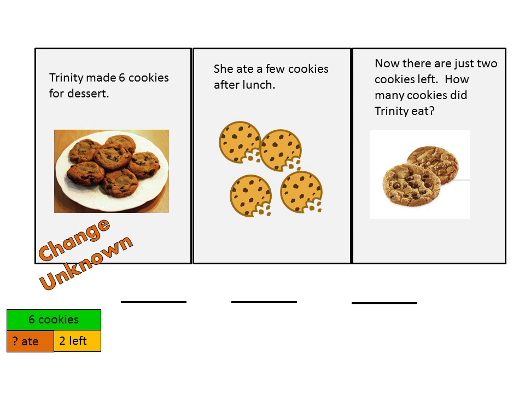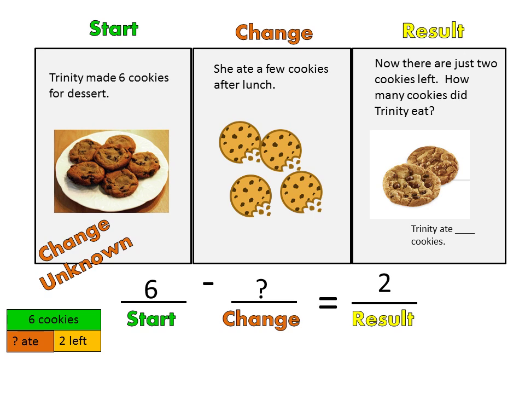What if the change is unknown? Trinity made 6 cookies for dessert. She ate a few cookies after lunch. I don't know how many. Now there are 2 cookies left. How many cookies did Trinity eat? Well, I know my start. I don't know my change, but I know the result. So the equation that is occurring in this story is 6 minus unknown equals result.